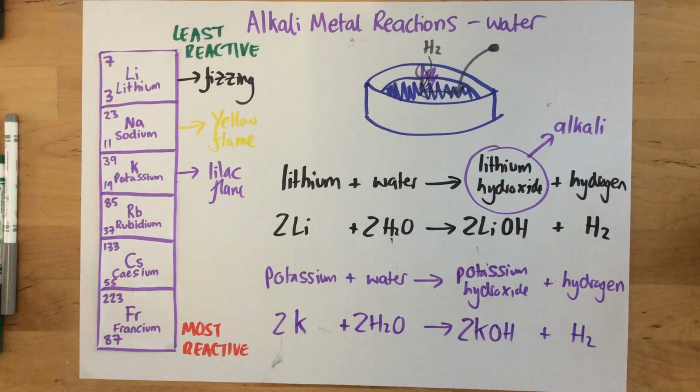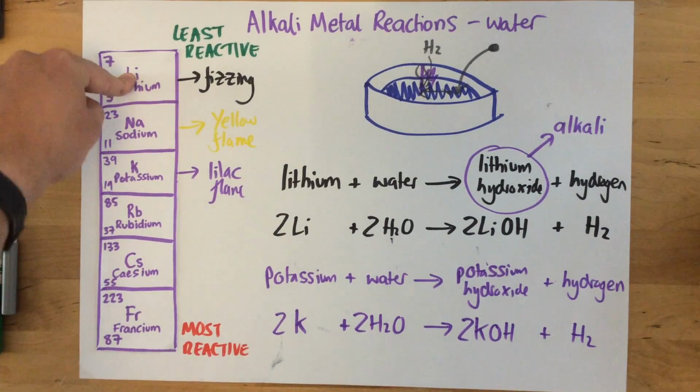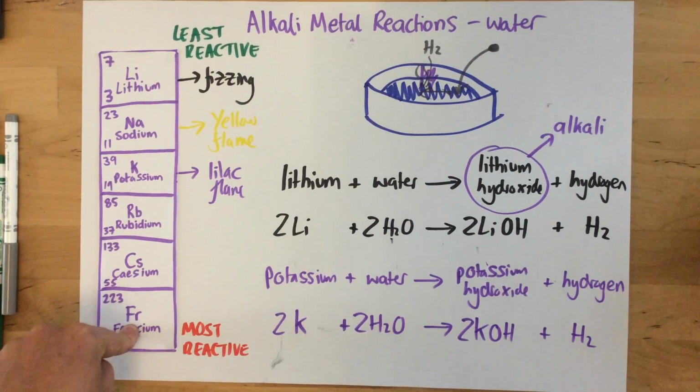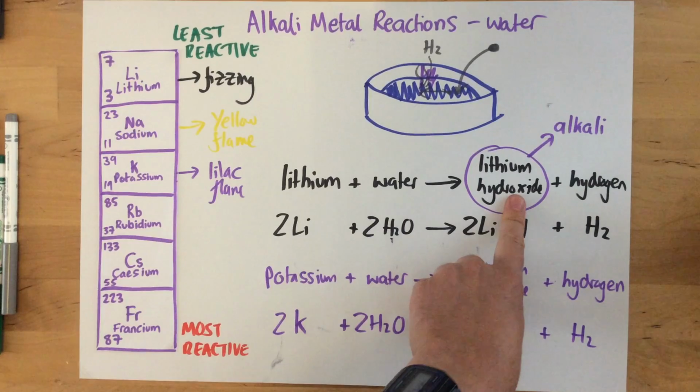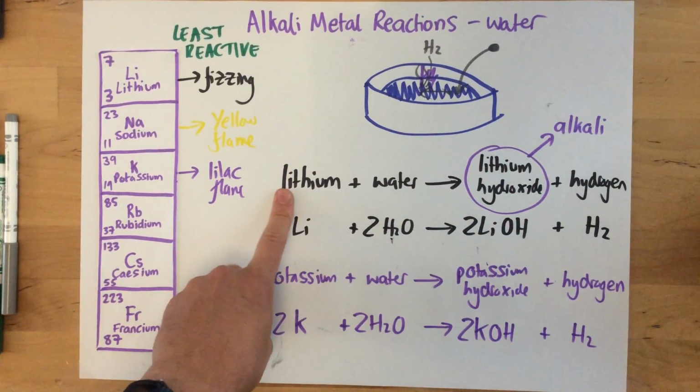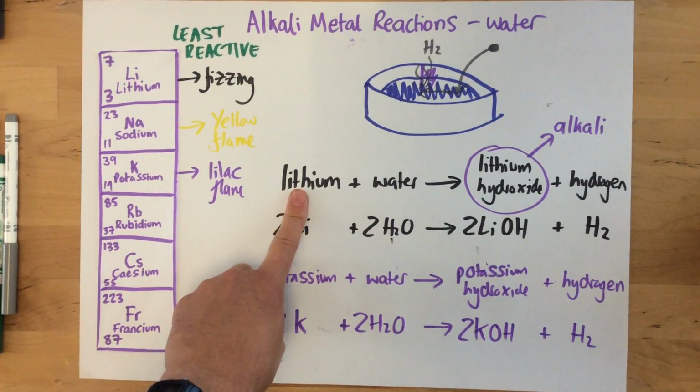So the important thing to remember is the reactivity increases the further you go down the alkali metals, group 1 metals. The gas produced is hydrogen, which is flammable, and we also produce a hydroxide. The name of that hydroxide depends upon your reactant, which alkali metal you've used.